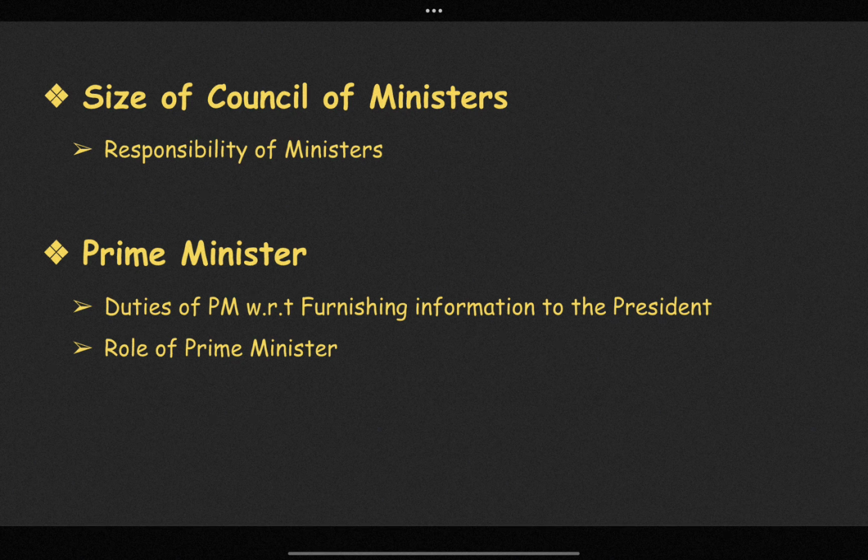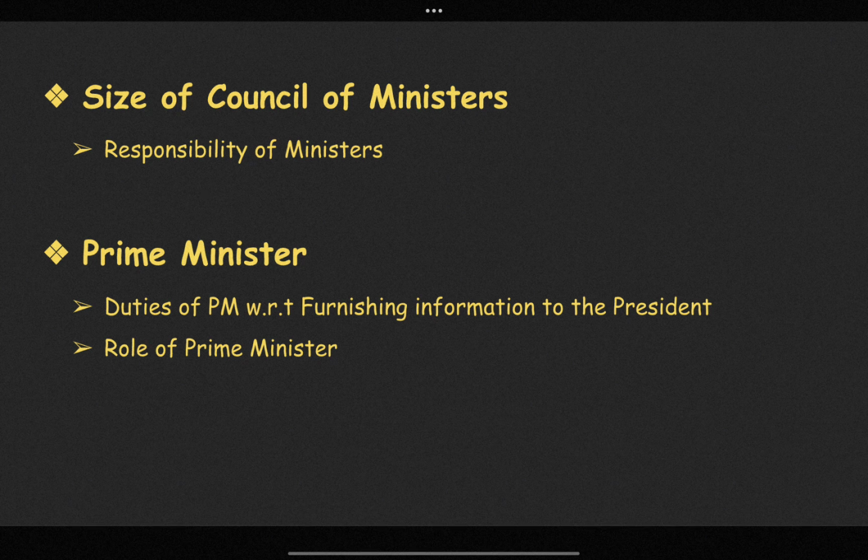We all know he is the head of our state. Now the duties of the Prime Minister with respect to furnishing information to the president are mentioned in Article 78. The prime minister is duty bound, first, to communicate to the president all the decisions of the council of ministers relating to the affairs of the administration of the union, including proposals for legislation or intended legislation.